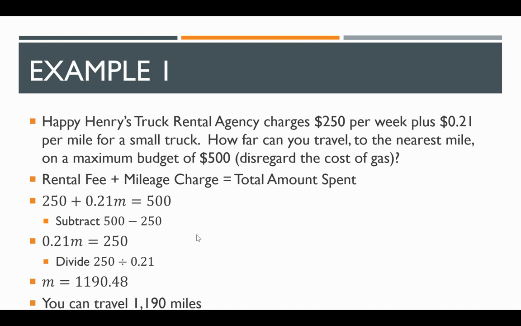So 1,190, that's to the nearest mile. And with any of these, you really should be doing a check. When you do a check, you can take that number, M equals 1,190, and put it back in the problem. So I would take 1,190 times 0.21 plus 250, and I need to get a number that's less than 500. That number is going to be 499.90. So we would be under that $500 mark.